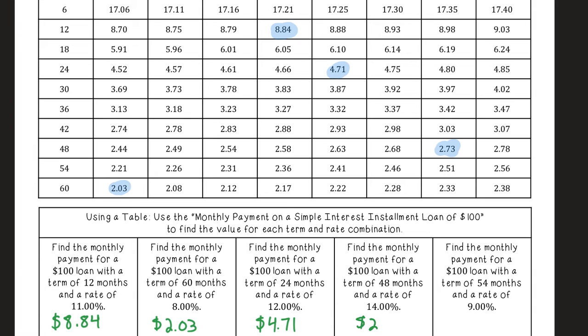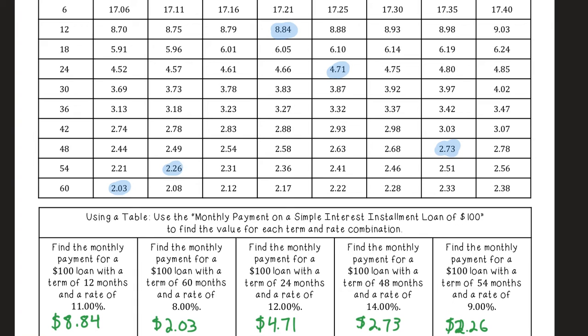So it's just being able to read a table and line things up in that table. Last one on this page, loan with a term of 54 months and a rate of 9%. So line up 9%, 54 months, $2.26. Now keep in mind, these are $100 loans. This is the amount we get to help us calculate our monthly payment.